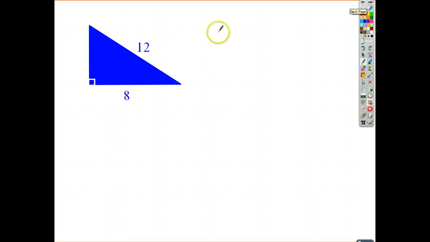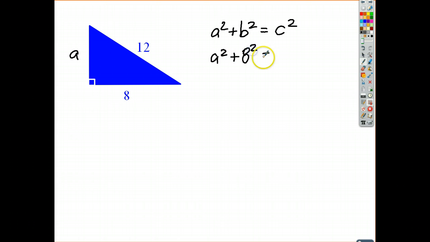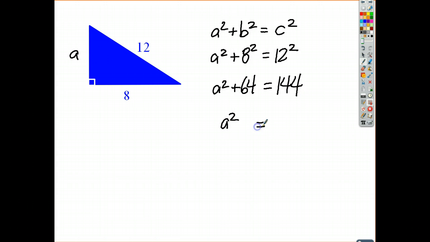All right, hopefully you did a squared plus b squared is equal to c squared, and plugged in your values. This time I'll call this one a. So I know a squared plus 8 squared is equal to 12 squared. So I get a squared plus 64 is equal to 144. So a squared will be equal to 80, and I do that by subtracting 64 from both sides.